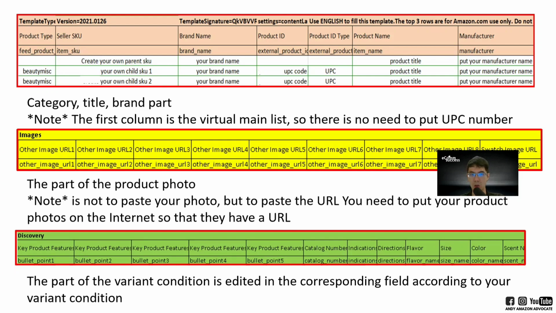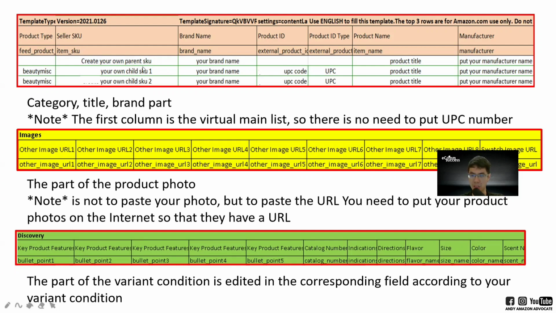But in order to combine these two colors under the same listing, you need to have a parent SKU, a parent listing first, to hold these two variants in one listing. If you cannot understand what I'm trying to say, never mind, just follow what I teach. In this first line, no need to do anything.